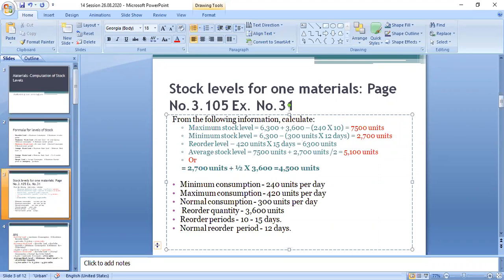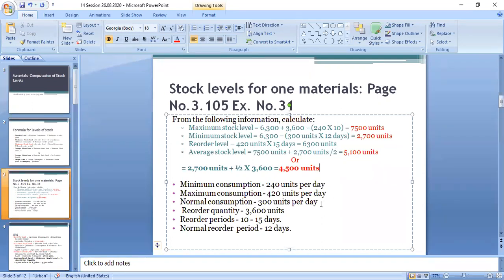What's the average stock level? Minimum stock level plus maximum stock level divided by 2, you will get the average stock level. This is one formula, and you have another formula. There are two formulas; you can apply any one formula, or both in your examination. It's not a problem. If you apply one formula, you will get full marks. The other is minimum stock level plus 1 by 2 of reorder quantity.